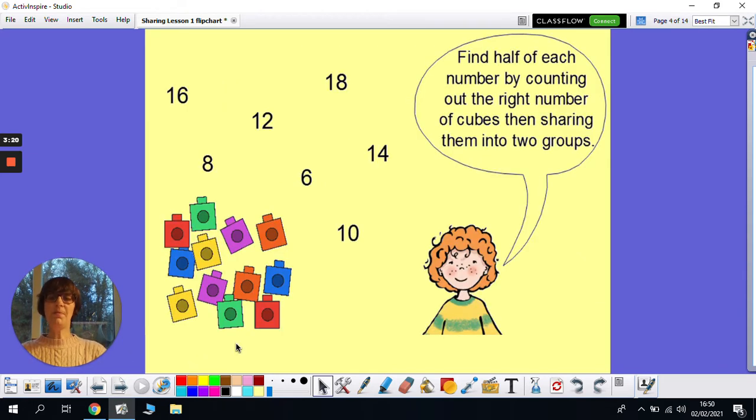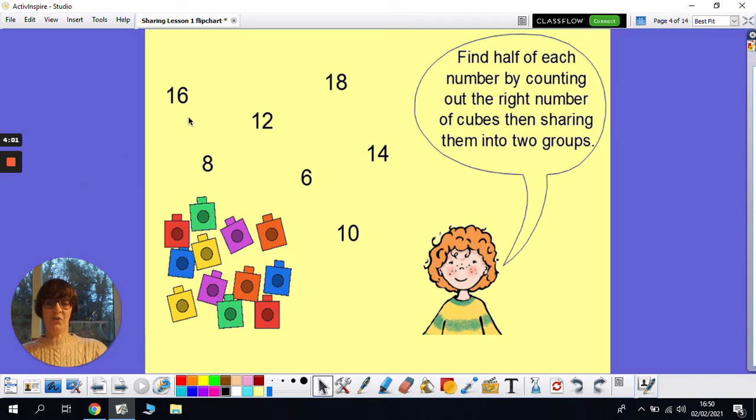Right, first job, I hope you've got something you can count with. We're going to practice finding half of a number. Now, you might remember that our doubles can help us find half of a number, or if you can't remember your doubles very well yet, you can count out the right number of objects and then share them into 2 groups. So I'd like you to pick 2 of these numbers, doesn't matter which 2 you choose, pause the video and then work out what half of them equals. And when you're ready, come back and we'll go through the answers together. Okay, off you go.